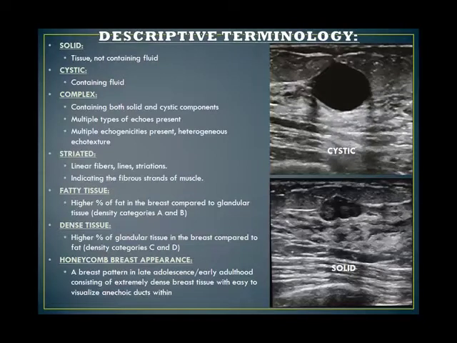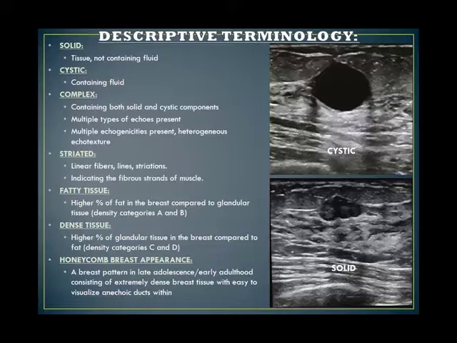If you hear someone say, oh, that person has fatty breast tissue, that means that they've got a higher percentage of fat in the breast compared to glandular tissue. This would be our density categories, the first two categories. If you hear someone say, oh, that person has dense breast tissue, this means they have a higher percentage of glandular tissue in the breast compared to the fat.